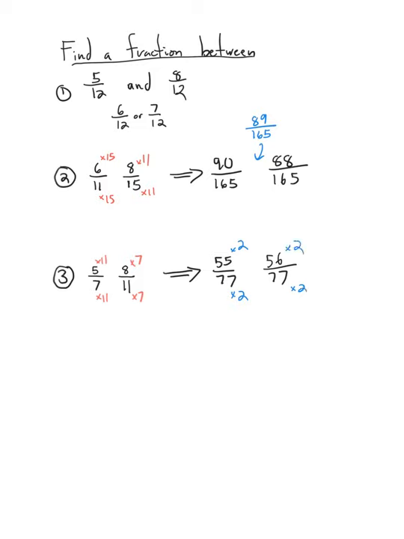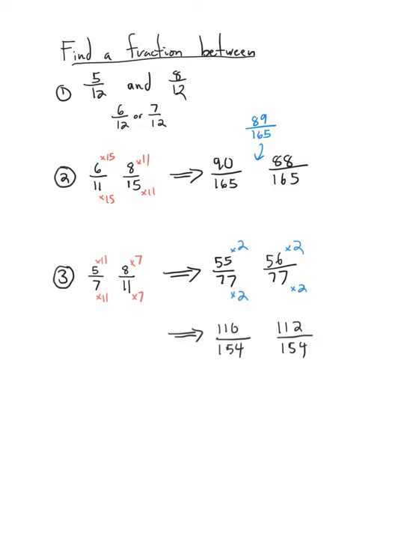And if we do that, we get 55 times 2 is 110, 77 times 2 is 154, 56 times 2 is 112, and 77 times 2 is 154.